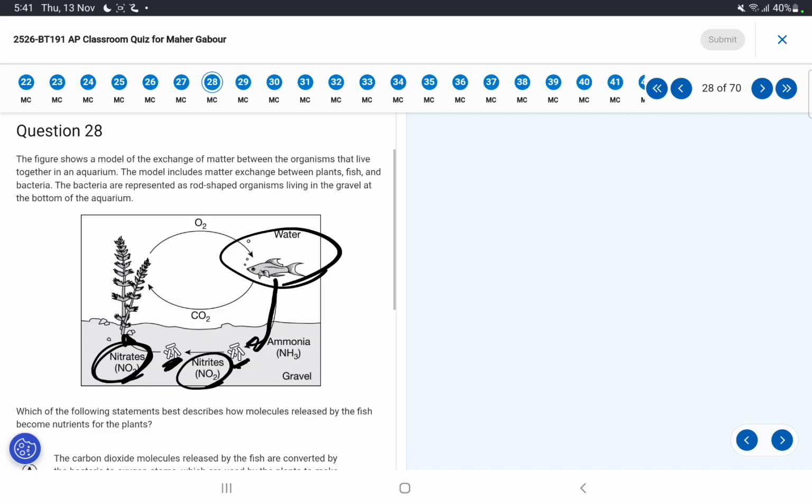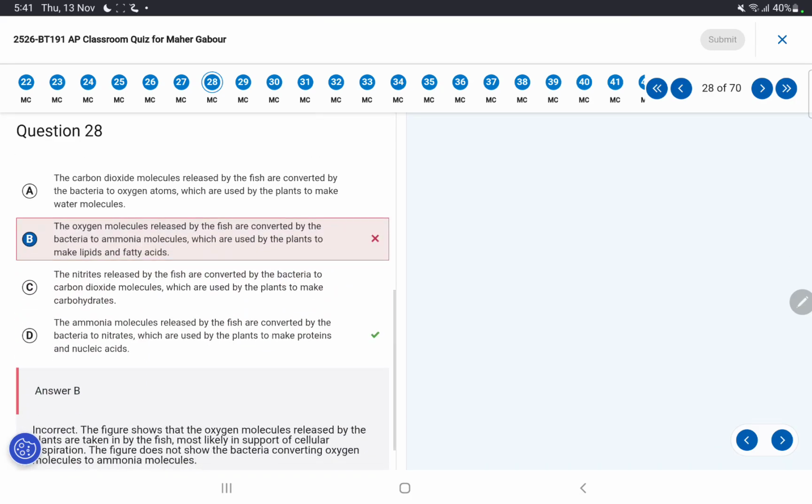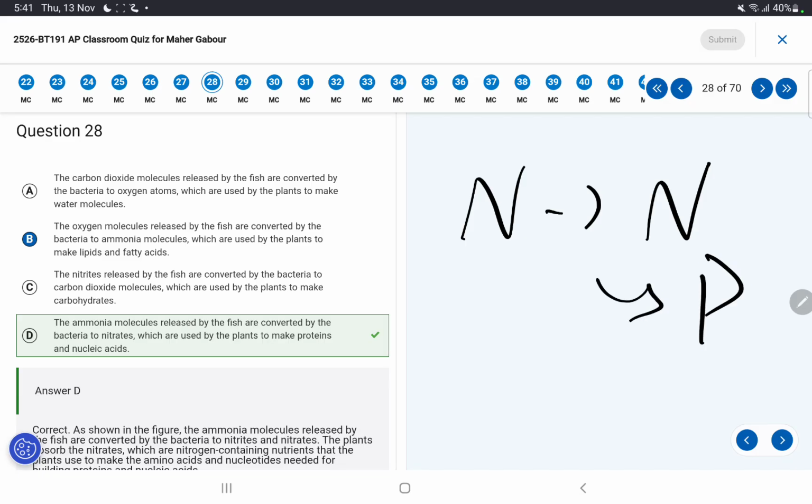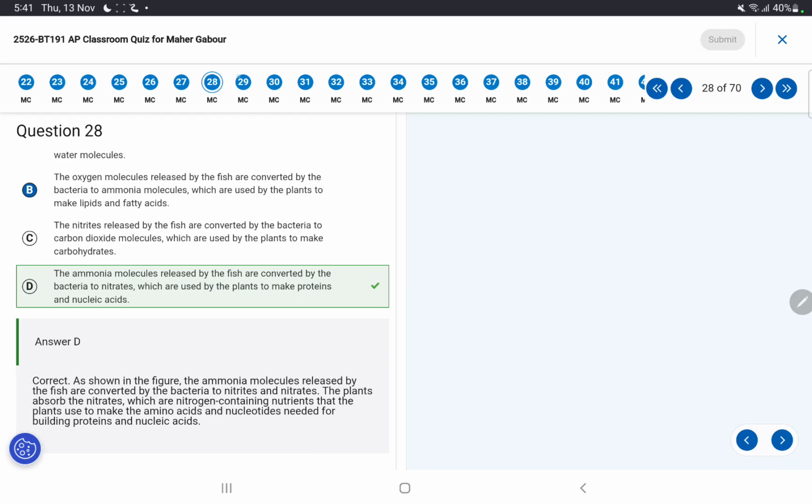Okay, so which of the following best describes how molecules released by the fish become nutrients for the plant? I just explained it. Let's see here. The ammonia molecules released by the fish are converted by the bacteria to nitrates, which are used by the plants to make proteins and nucleic acids. Why proteins and nucleic acids? Nitrates have nitrogen. Nitrogen is a part of both nucleic acids and proteins.